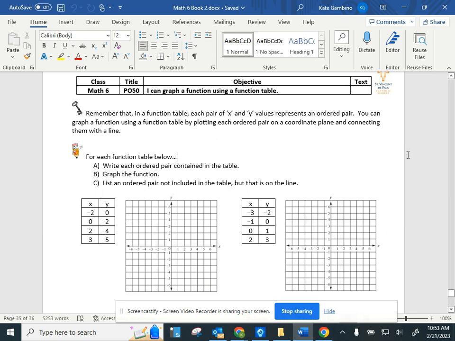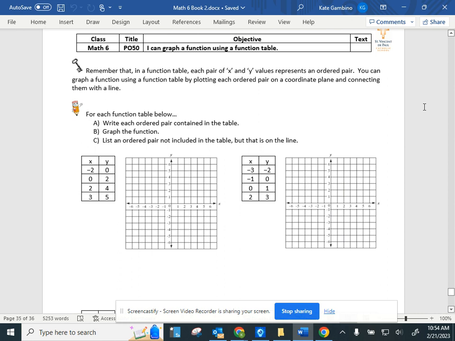Good morning. Today we are doing our last unit and our last objective in this unit, PO50. It says I can graph a function using that function table. In our last objective, we were creating the function table. Now we're combining what we know about graphing our coordinates, that ordered pair, putting it onto the graph, and using that function table that we created in our last objective. So we're taking what we've done in previous objectives and putting it all together in this last objective.